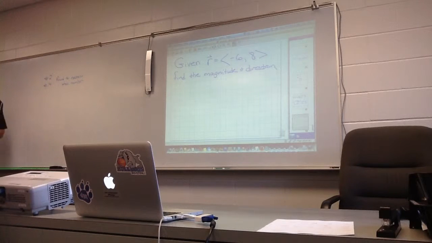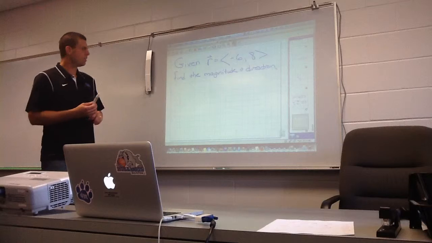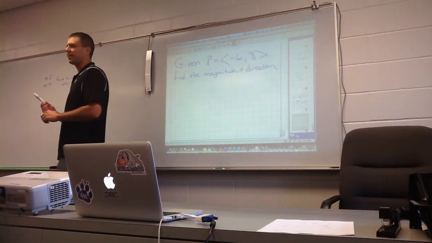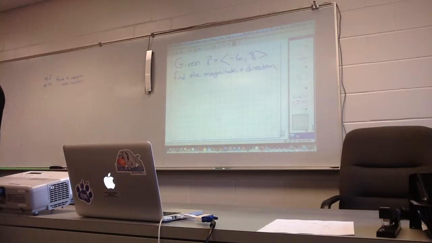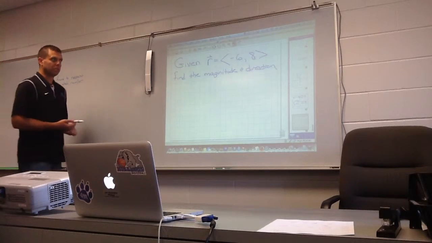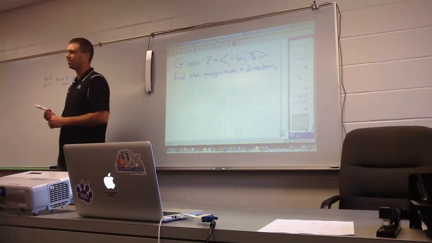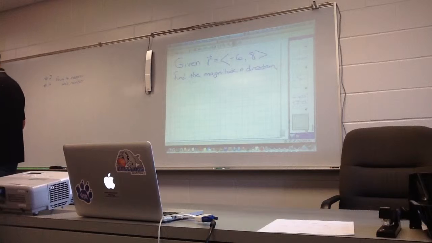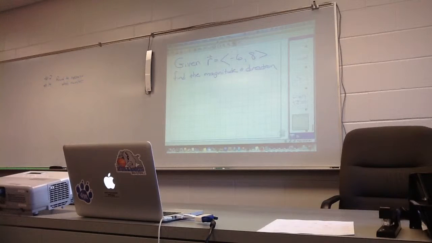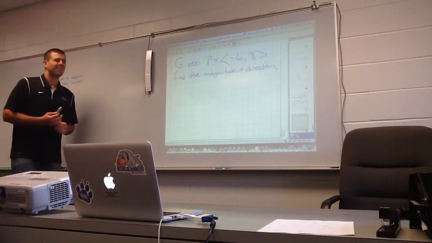We talked about a vector. A vector is a quantity given magnitude and direction. A quantity represented by an arrow with magnitude and direction. We talked about that yesterday. We talked about how vectors have both horizontal and vertical components, so an x and y component, if you will, when drawn out.